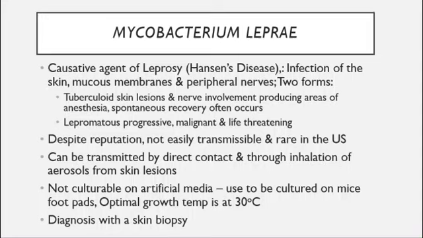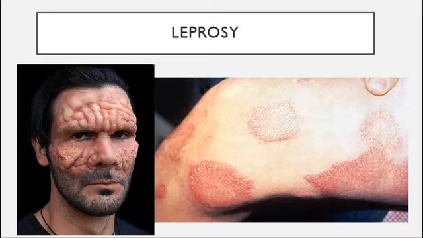Despite the reputation, it's not easily transmittable, and it's rare in the U.S. It can be transmitted by direct contact and through inhalation of aerosols from the skin lesions. Mycobacterium leprae cannot be cultured on artificial media. And to get around that, it used to be cultured on the foot pads of mice. The optimal growth temperature is 30 degrees Celsius, and the diagnosis is usually through skin biopsies. Here's a couple of images of patients that are suffering from Mycobacterium leprae.